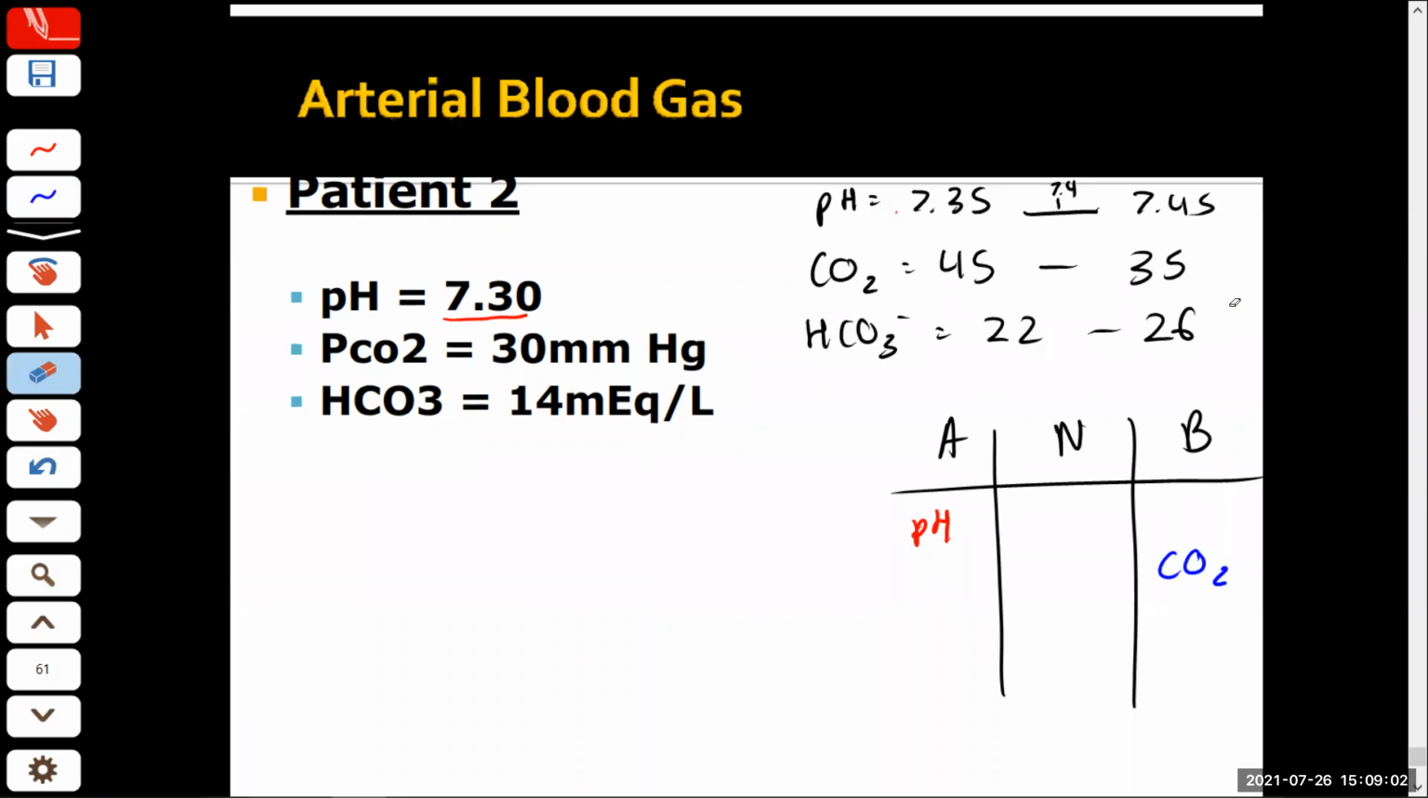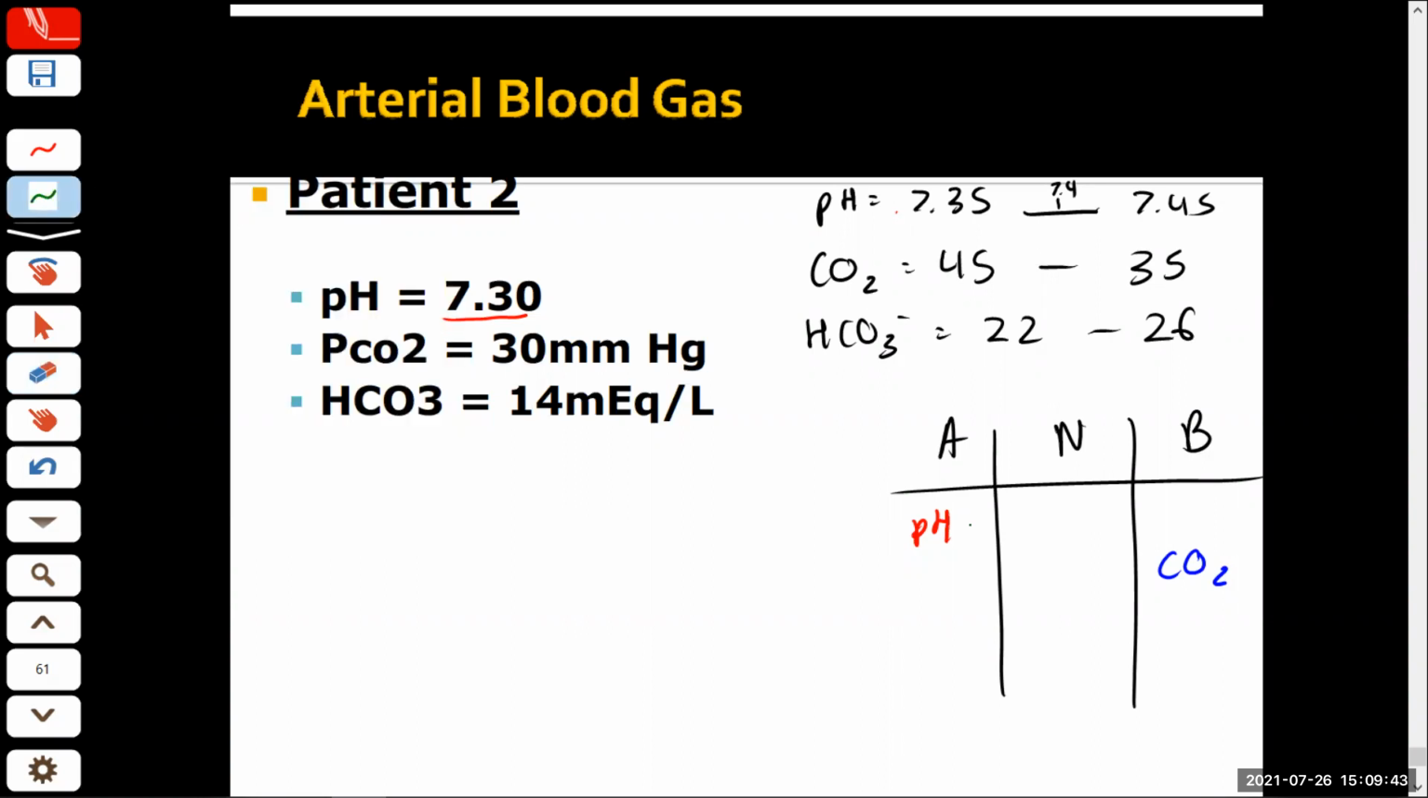Because it goes 35 to 45, right? So it'd be 34, 33, 32. We completely flipped the number line. The lower the CO2, the more basic it is. The higher the CO2, the more acidic it is. That's why we flipped it. Everything on the left is acidic, everything on the right is basic. How do we decide if it's fully compensating or partially compensating? What's our determining factor? We're going to get to it, promise.